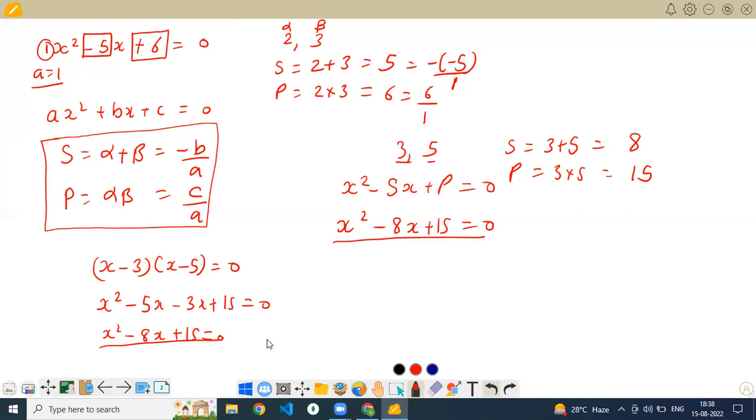So this you know before or you don't know? Yes, sir, I knew this. Okay, so figure out some questions and practice this splitting of the middle term.